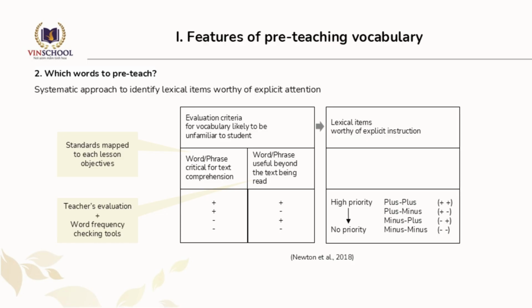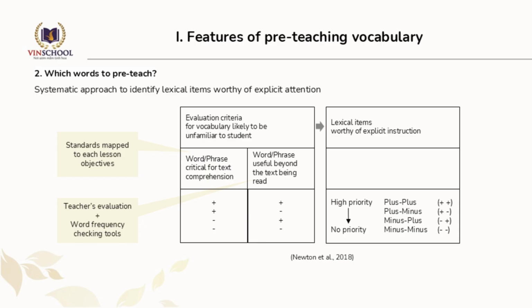Based on these two criteria, the table categorizes vocabulary into different priority levels for instruction. Plus plus means the word is both essential for understanding the text and useful beyond it. These words should be given high priority for explicit instruction.